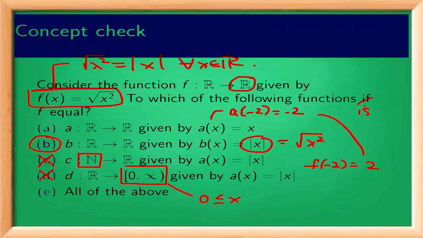So to recap, two functions are equal if and only if their domains are equal, like B and f, their codomains are equal, and they produce the same output at every point, and that's what it means for two functions to be equal.